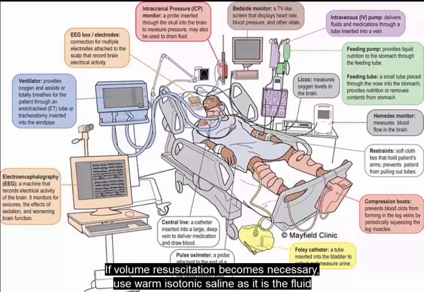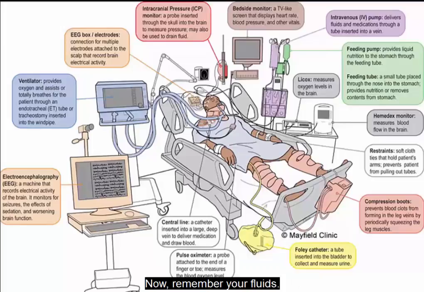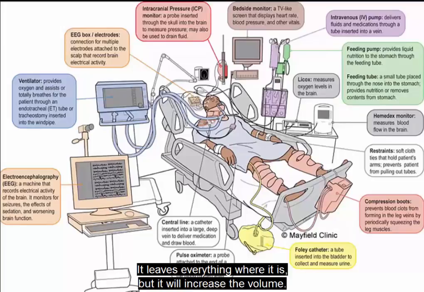If volume resuscitation becomes necessary, use warm isotonic saline, as it is the fluid of choice for head injury patients because it won't aggravate cerebral edema. Now remember your fluids. Isotonic does not cause a fluid shift. It's not in the cell. It's not out of the cell. It leaves everything where it is, but it will increase the volume.